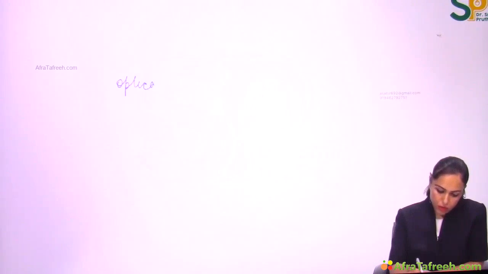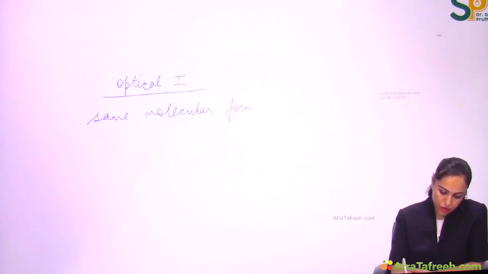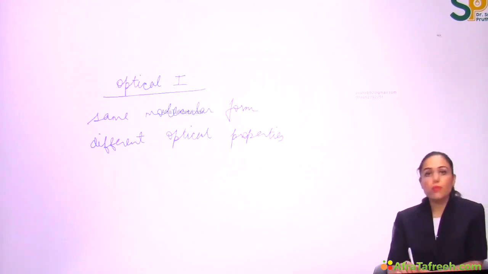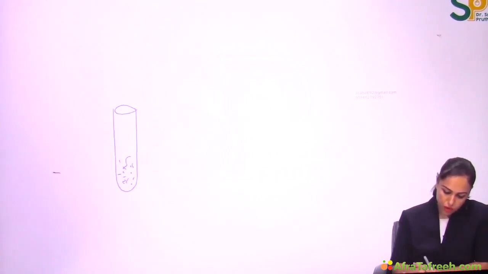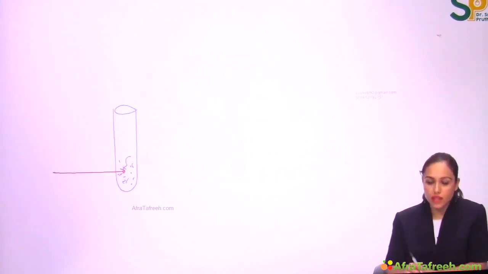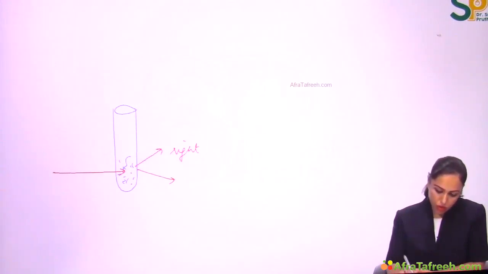In optical isomerism, again the same molecular formula, but different optical properties. Now these isomers will have different optical properties, that is, they can rotate plane polarized light. So let's say this is a test tube. In this I have taken a solution of a carbohydrate. If I pass plane polarized light through this solution, then the light will be rotated either towards right or towards left.